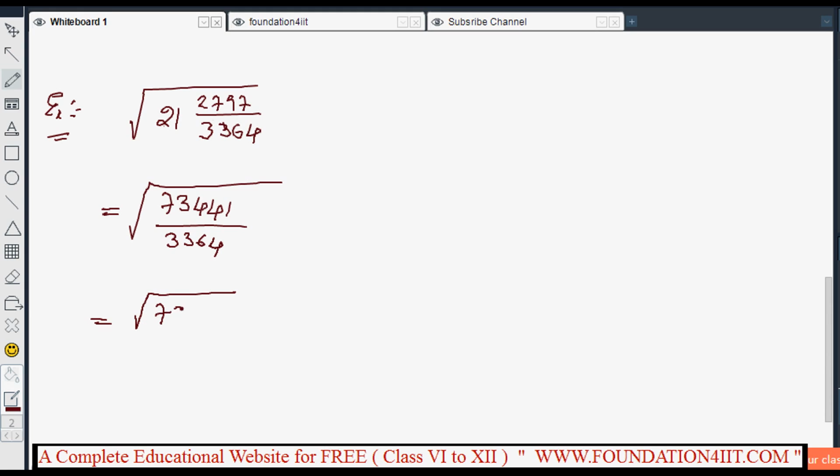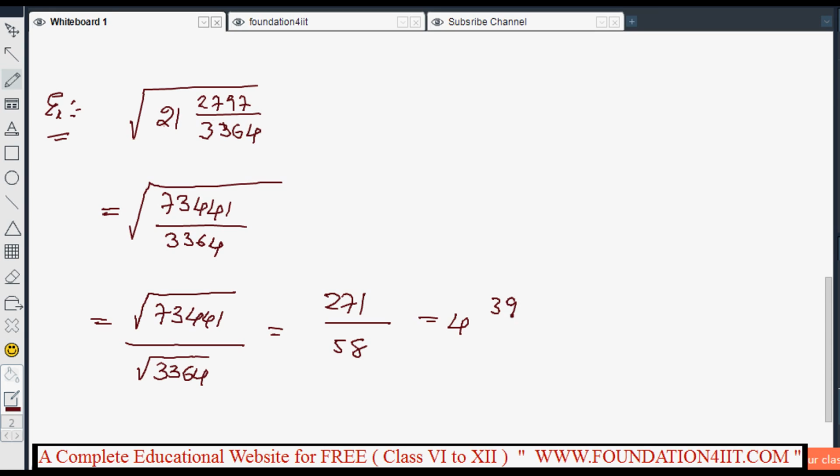The square root of 73,441 by the square root of 3364. By using the division method, we'll get the answer. This is 271 by 58, because 271 is the square root of 73,441. Again, convert into a mixed fraction by doing division: 4 39 by 58. This is the way we can do square roots for fractions also, by using these two properties.